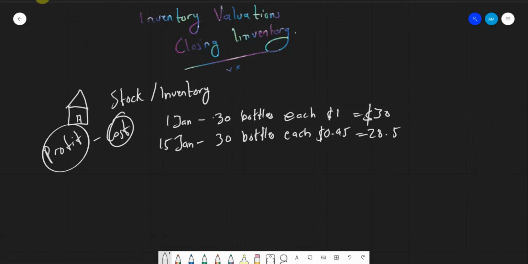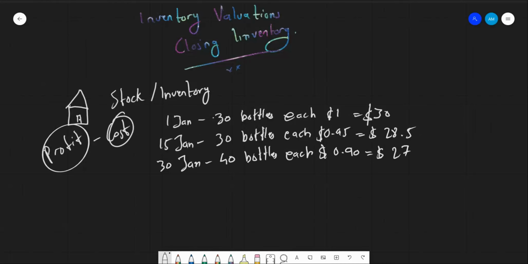Let's get this out of here. So it'd be 28.5, right? And let's say at the end of the month, 30th Jan, you buy 40 bottles, and each is for, let's say your supplier is very happy with you, $90. How much is that going to be? Now I think we all know that's 27. I was just teasing you guys earlier to see if you know anything.